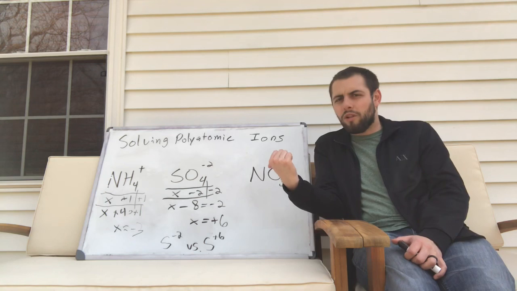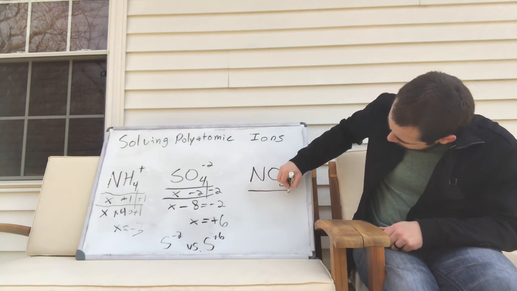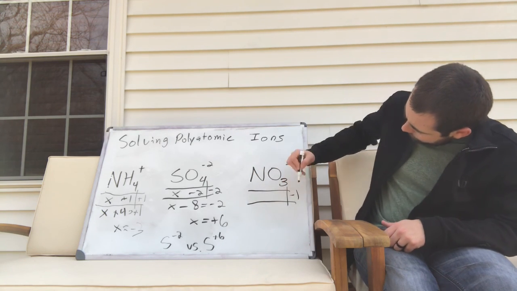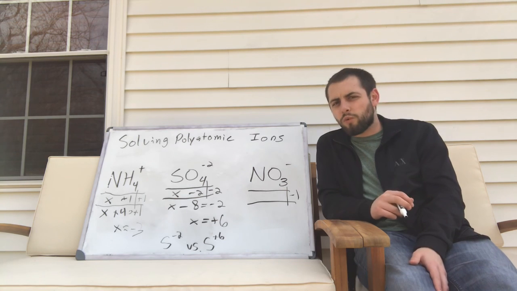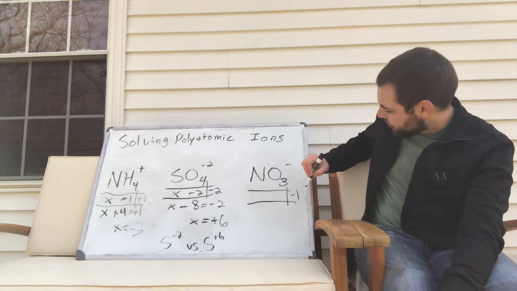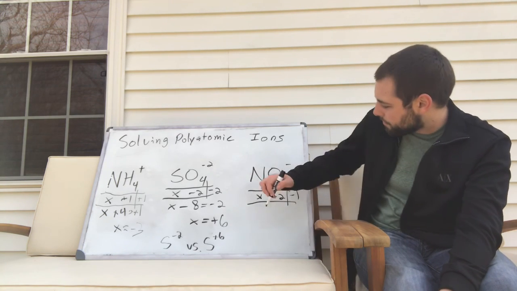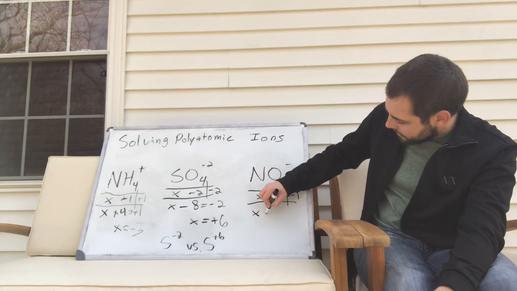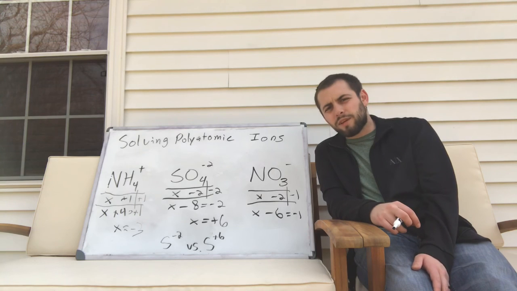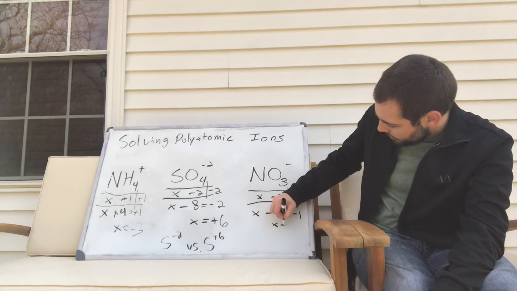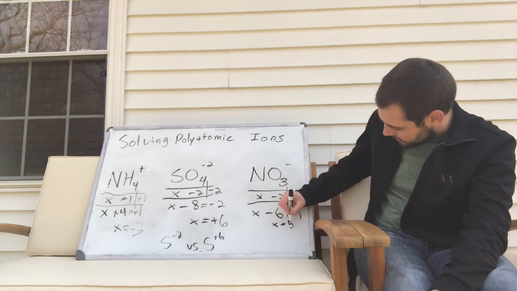Let's try one more example. A nitrate ion. Setting up my railroads. I'm going to set it equal to -1 this time. That's because nitrate has a charge of -1. Oxygen's always -2. That's a good place to start. Nitrogen's my variable. Multiplying by the subscripts. X minus 6 is equal to -1. So this time, x is equal to 5. A positive 5, I should say.